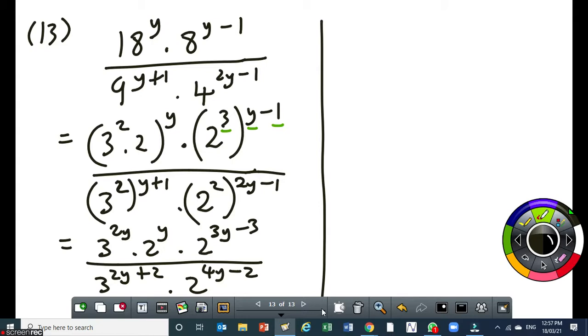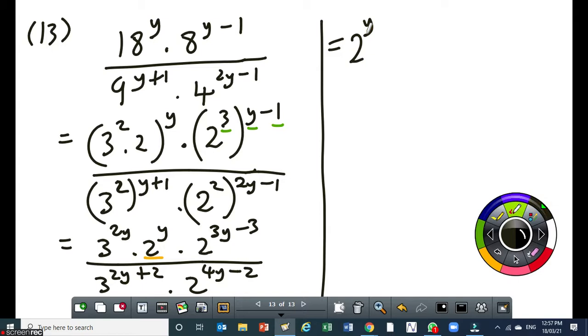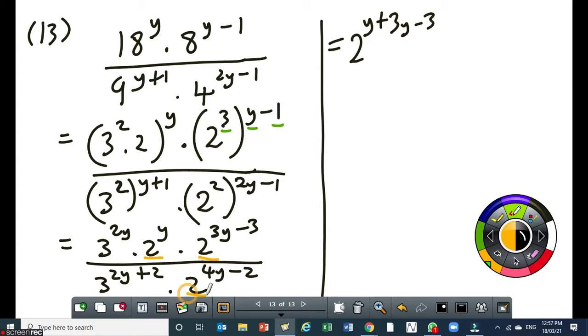Now, for this question, I cannot easily cancel out terms, so I'm going to use law 1 and law 2 combined. I'm going to start with the base of 2. I've got this 2 to the power of y, then I also have this 2 to the power of 3y minus 3. Since I'm multiplying bases, I have to add the exponents, so that will be plus 3y minus 3. Then in the denominator, I've got 2 to the power of 4y minus 2.